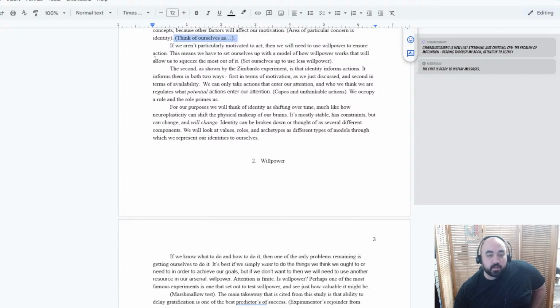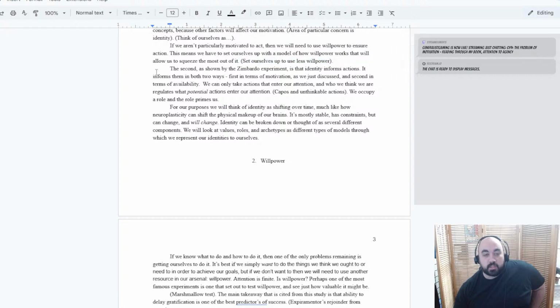If we aren't particularly well motivated to act, then we will need willpower to ensure action. This means we will have to set ourselves up with a model of how willpower works that will allow us to squeeze the most out of it. One problem is there are multiple models of willpower in psychology. I'm not sure, I think we discussed this, but we'll see. We can set ourselves up to use less willpower as well.